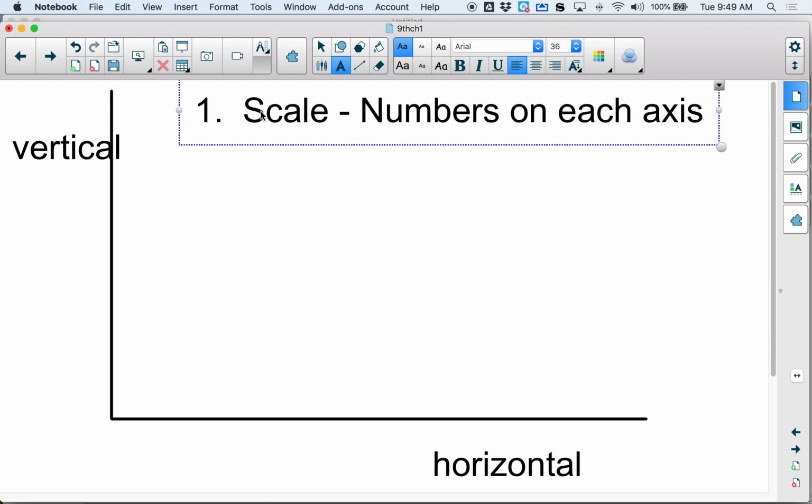If you don't have those numbers on each axis, it's pretty hard. You can sort of look at relationships between things, but it's pretty hard to tell what you're actually looking at because you don't know if this dot is at 10 or 100 or 5,000.